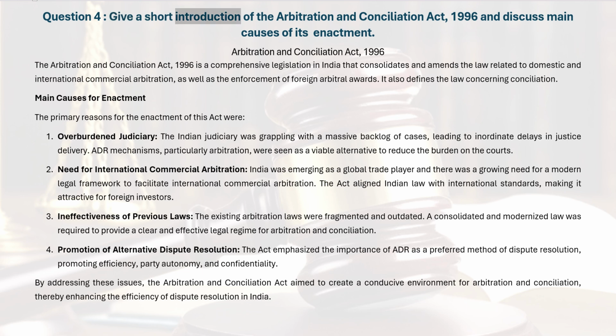Question 4. Give a short introduction of the Arbitration and Conciliation Act, 1996 and discuss main causes of its enactment. Arbitration and Conciliation Act, 1996. The Arbitration and Conciliation Act, 1996 is a comprehensive legislation in India that consolidates and amends the law related to domestic and international commercial arbitration, as well as the enforcement of foreign arbitral awards. It also defines the law concerning conciliation.